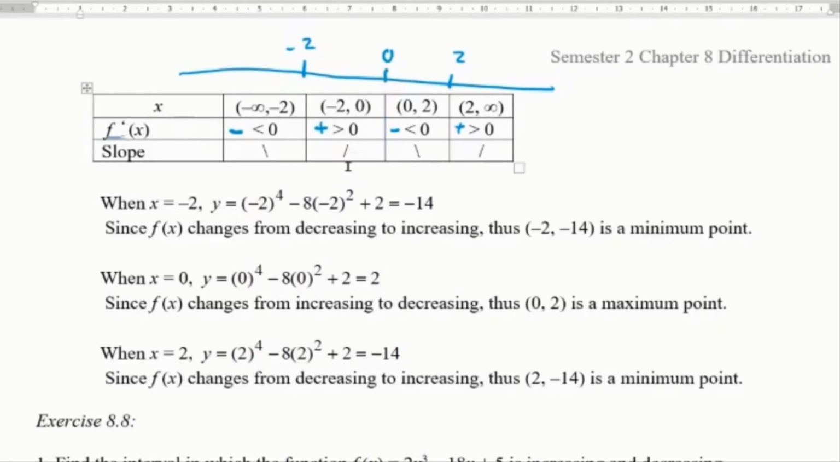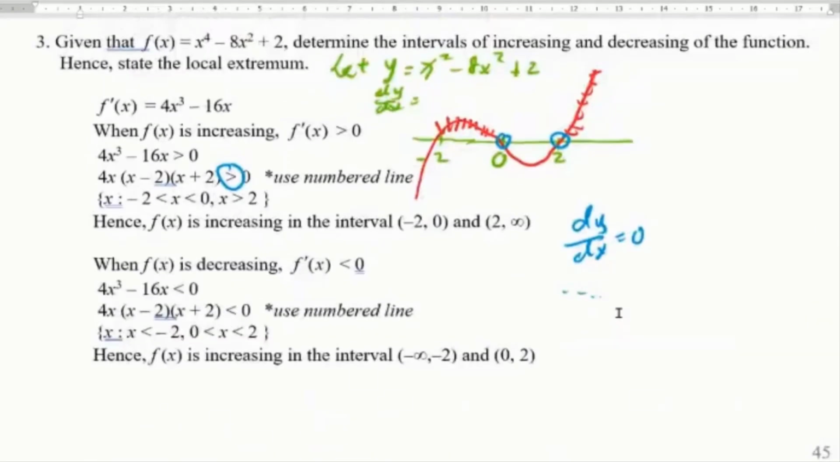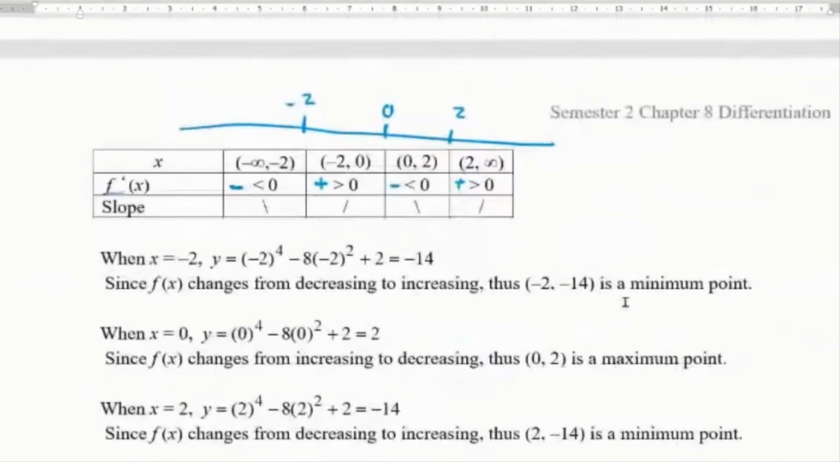Then you investigate the change of increasing, decreasing. At this point, the function initially on the left-hand side is increasing, then after the point, it changes to decreasing. So there is a change. The reason is f'(x) changed from increasing to decreasing. So that's why this point is a maximum point. Local, you put the word local there. Local minimum point, local maximum point.